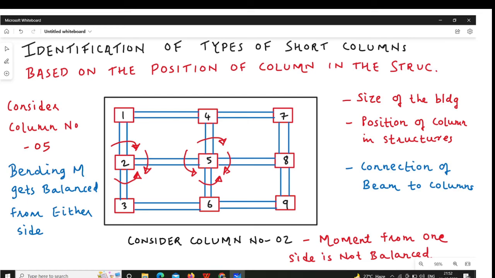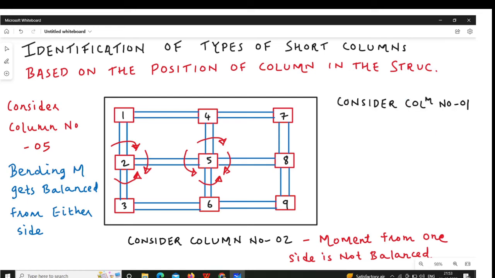So there is a moment in one direction. Okay, the moment in the other direction is nullified. It is cancelled. It is balanced. But the moment in the x direction is not balanced. So column number 2 is a uniaxial bending column.